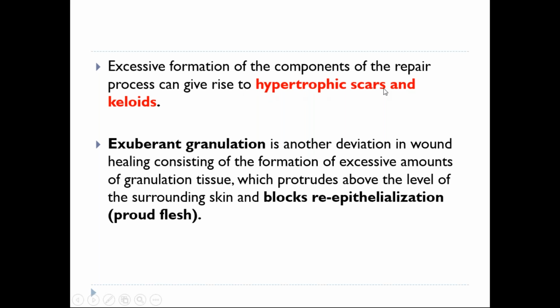There is also excessive formation of components of the repair process, which can give rise to hypertrophic scars and keloids. Sometimes the exuberant proliferation of granulation tissue will block reepithelialization. It may also prevent wound healing, I mean, it leads to prolonged wound healing. This is otherwise called proud flesh, the exuberant formation of granulation tissue.